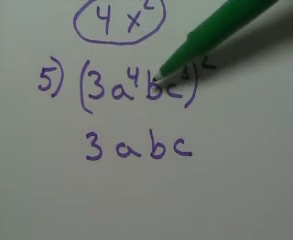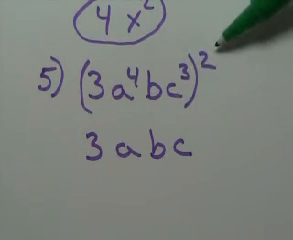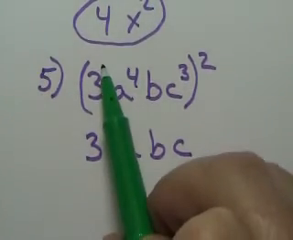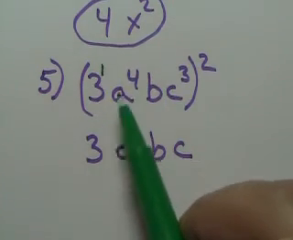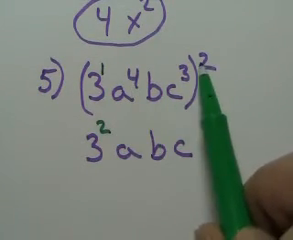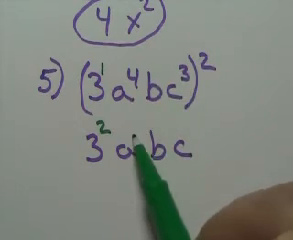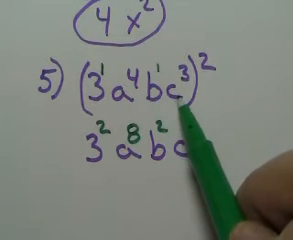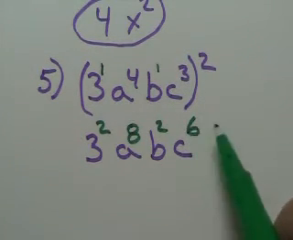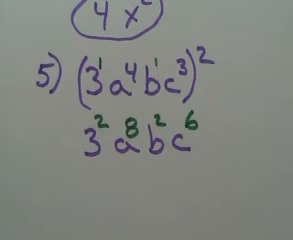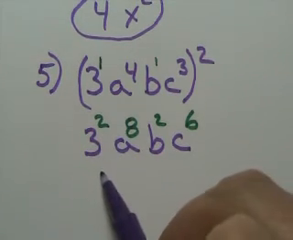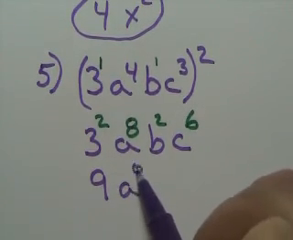Okay, number 5, 3a to the fourth, b, c cubed, all of that squared. So for the 3, that's the invisible 1 there, so 2 times 1 is 2. For this one, multiply the exponents: 4 times 2 is 8. For the letter B, that's a 1, so 2 times 1 is 2. For the letter C, 3 times 2, that's 6. Now we have 3 squared. 3 squared is 3 times 3, which is 9. And then we have the rest.